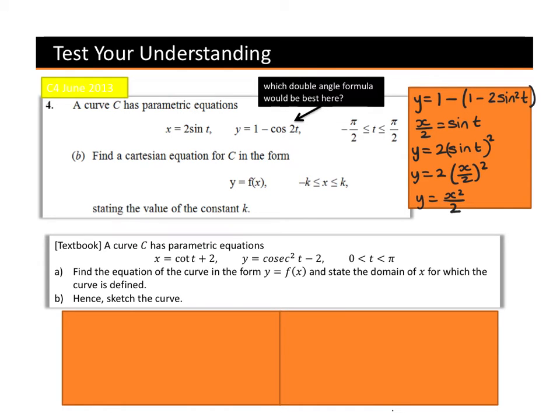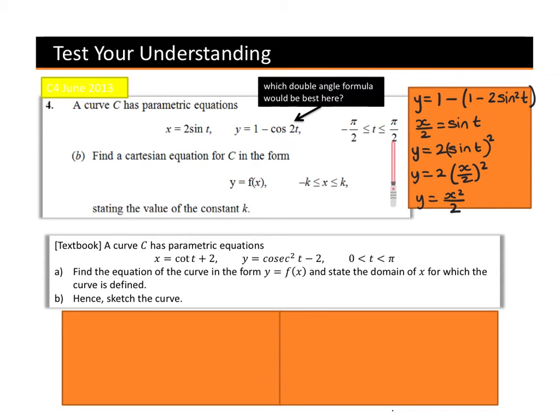It then says state the value of the constant k. Okay. What did I do to... So look at this, right? How do I get x? Right, if this is t, how do I now get to x? What do I have to do? I have to sine it and then times it by 2, don't I? That's what we're going to do to these two values.